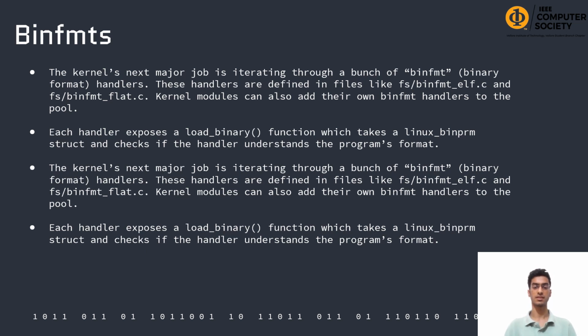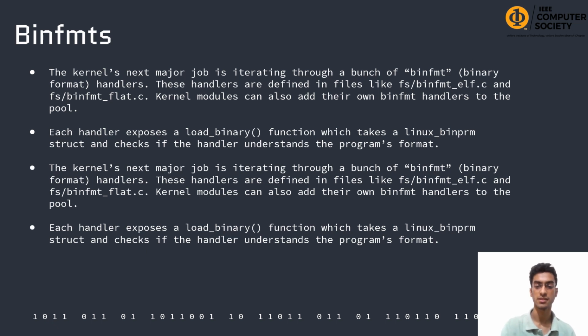So now the next major job of the kernel is to iterate through a bunch of binary format handlers, and these handlers are defined in files like these. Kernel modules can also add their own binary format handlers. Now what it does is it will take that load binary function, which takes a Linux binary program struct and checks if the handler understands the program format. Just now I told that the first 256 bytes of the buffer contains the format of the file.